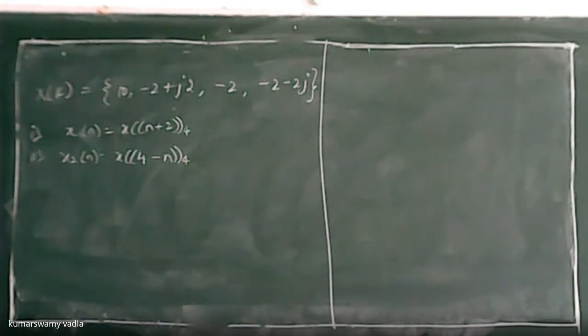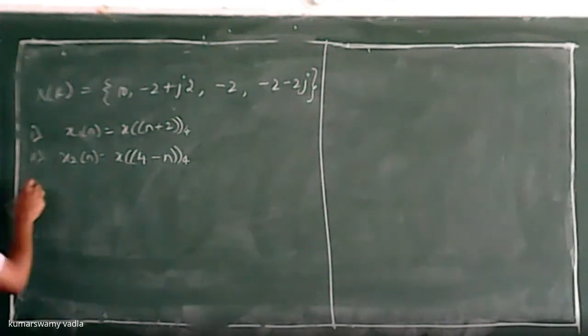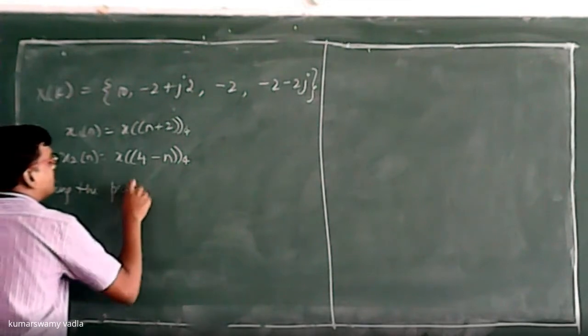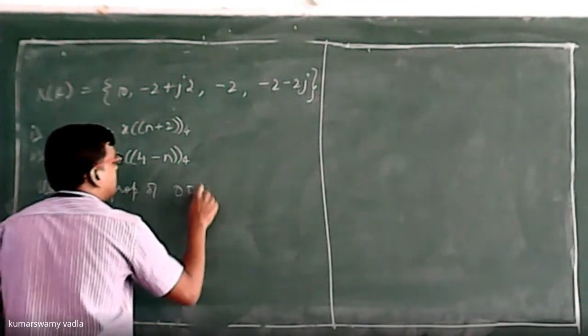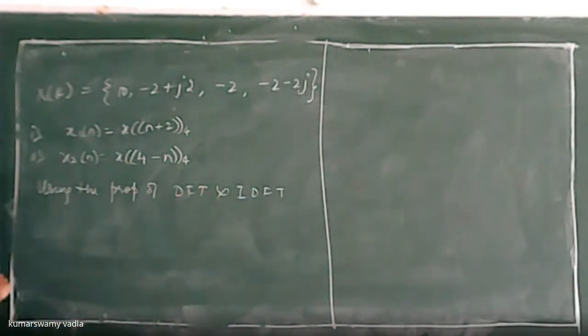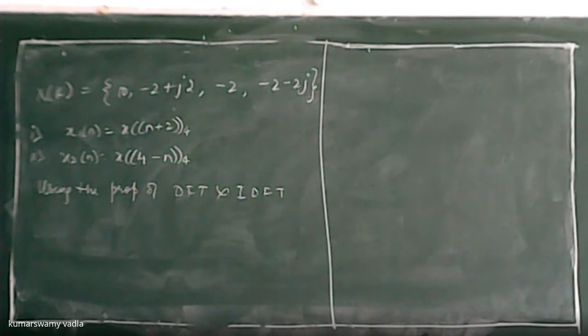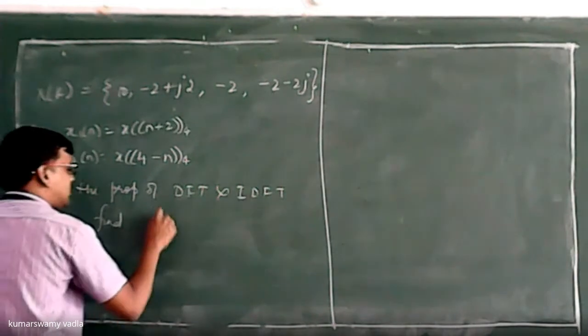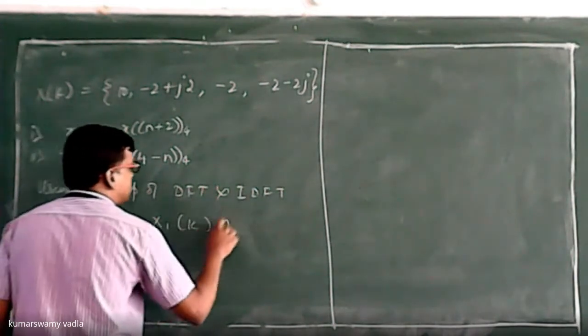So he is telling us to find the sequence using the properties of DFT and IDFT. Using the properties of DFT and IDFT, find its X of k. So the point of discussion here is, friends, find X of k, that is, X1 of k and X2 of k.